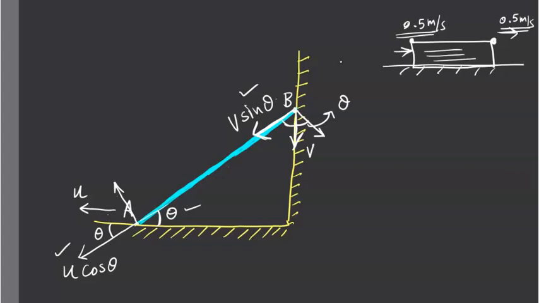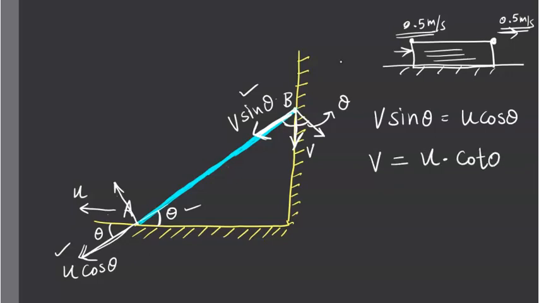That means this particular component of point B and the component u cos theta of point A will be the same. So v sine theta will be equal to u cos theta. So what is the value of v? The value of v is u times cot theta. So if you pull end A with velocity u, then point B will go down with velocity u cot theta.